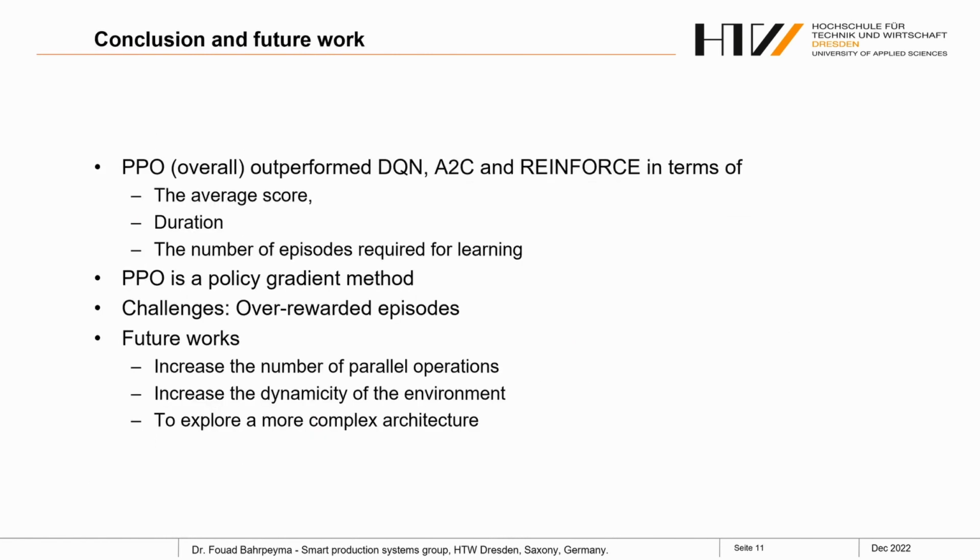And at the end, we could see PPO was the most effective approach in comparison with DQN, A2C, and REINFORCE for the number of episodes required for convergence, the duration of training, and also the average score. The reason that PPO performed better than the rest of them was that PPO is a policy gradient method. However, it has a challenge of over-rewarded episodes.